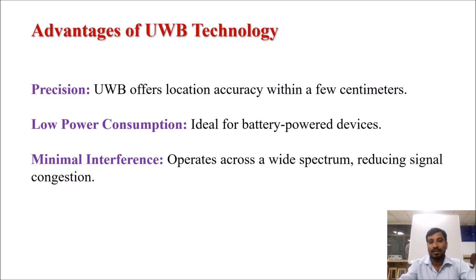So one of the major advantages of this UWB technology is low power consumption. Next one is precision, because the UWB offers location accuracy within a very few centimeters. And next one is minimal interference, because it operates across a wide spectrum, and that can reduce signal congestion.